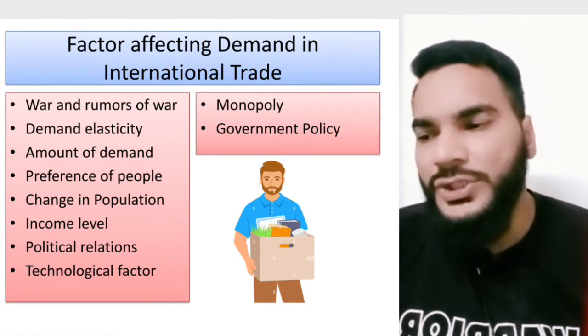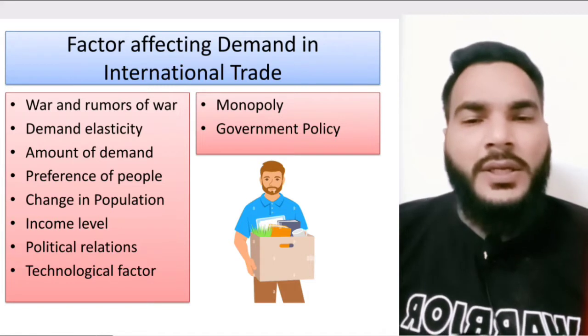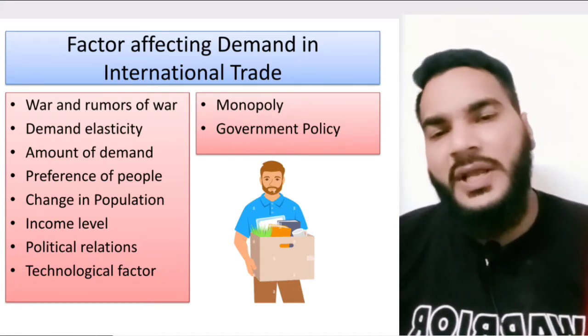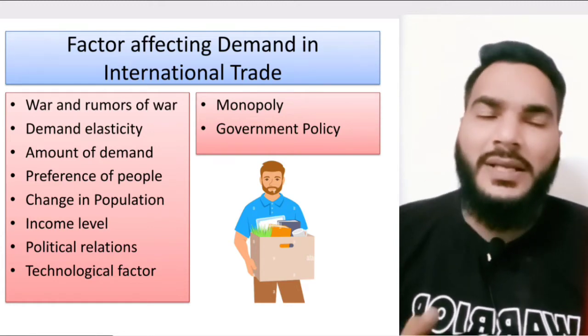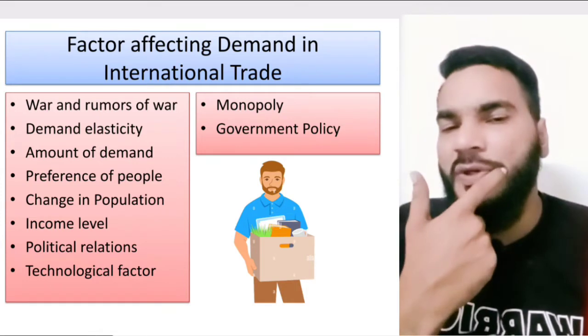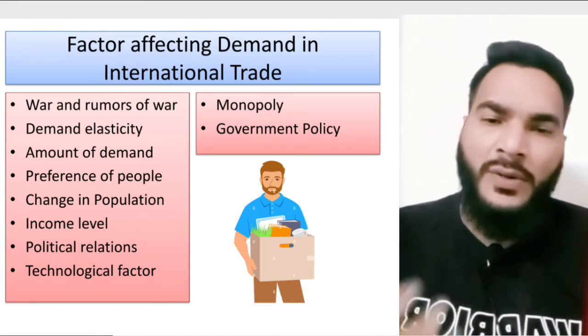Then change in population. As we know that population is increasing day by day, each and every person has their own demands. हर एक इंसान की डिमांड होती है, and we need to fulfill that demand. So each and every person would demand the product, and because of the population the demand would always increase.